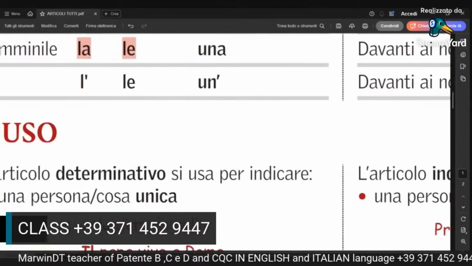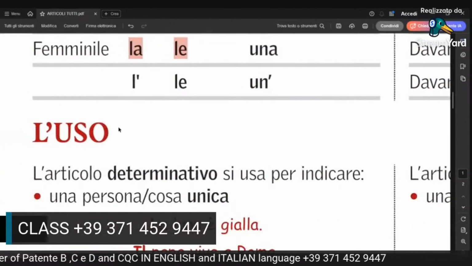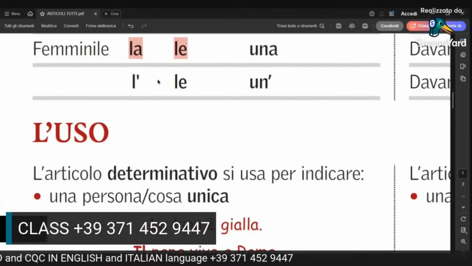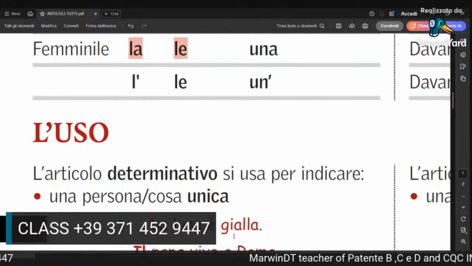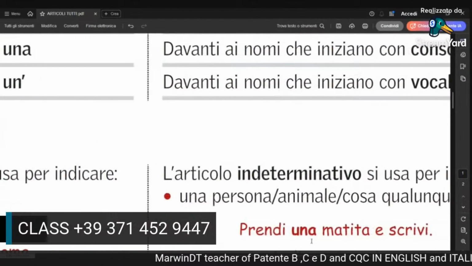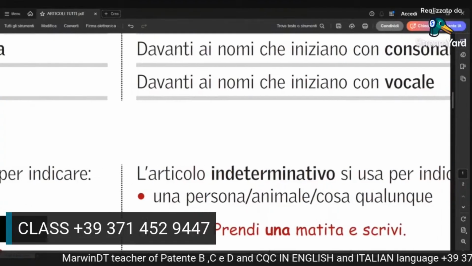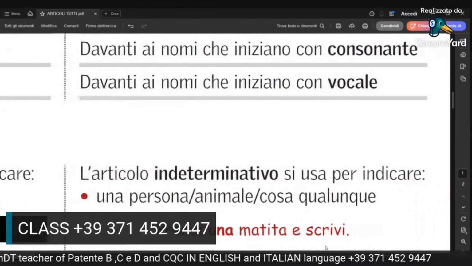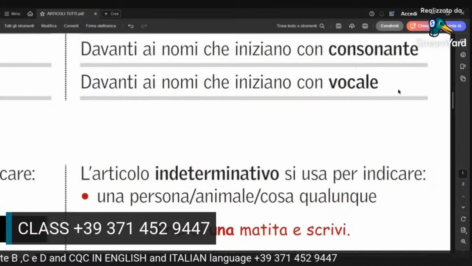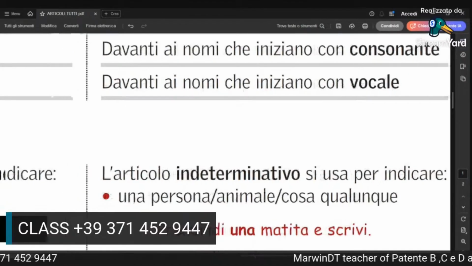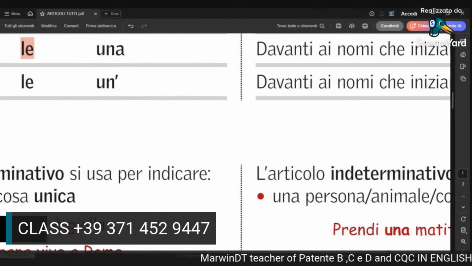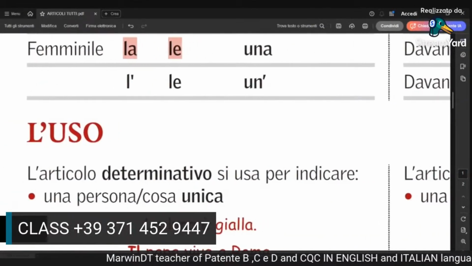Very good. And the last one, L apostrophe and le, which is plural, and una with an apostrophe for indeterminativo. It is when in front of the word or in front of the name we have a vocal, which is a vocale. So these are the things you have to know in order to understand clearly what you're about to deal with. If not, you will mistake all.